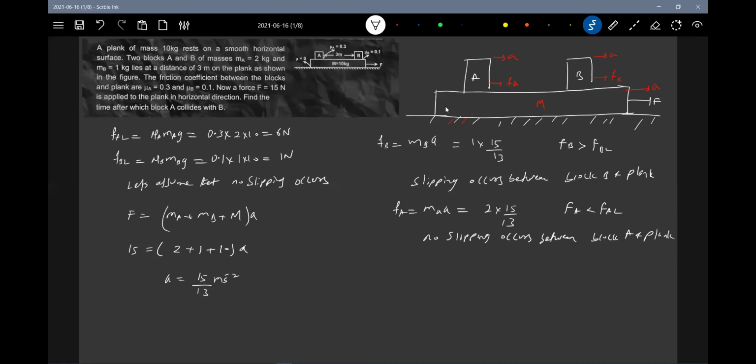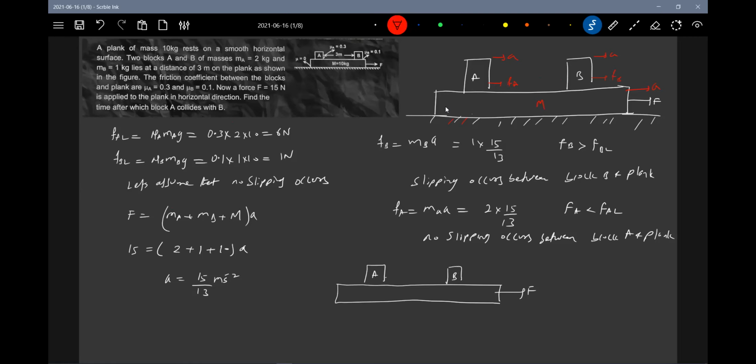Now we have to get into the actual problem. I'll draw a small diagram because we have to show the condition. Initially they're separated by 3 meters. No slipping occurs for A. The block A will move along with the plank, whereas B will start slipping on the plank.